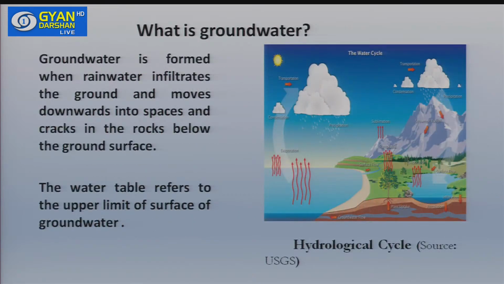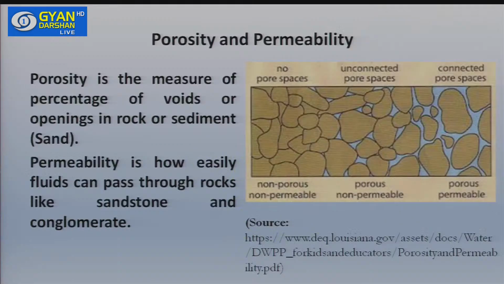So, what is groundwater? Groundwater is the water which is formed when rainwater infiltrates the ground and moves downwards into spaces and cracks in the rocks below the ground surface. An important aspect of groundwater is the water table, because everyone says that the water table has gone down. The water table refers to the upper limit of the surface of groundwater. Next is the important topic of characterizing aquifer characteristics. It is terminology related, and Professor Baskar will be telling about this.